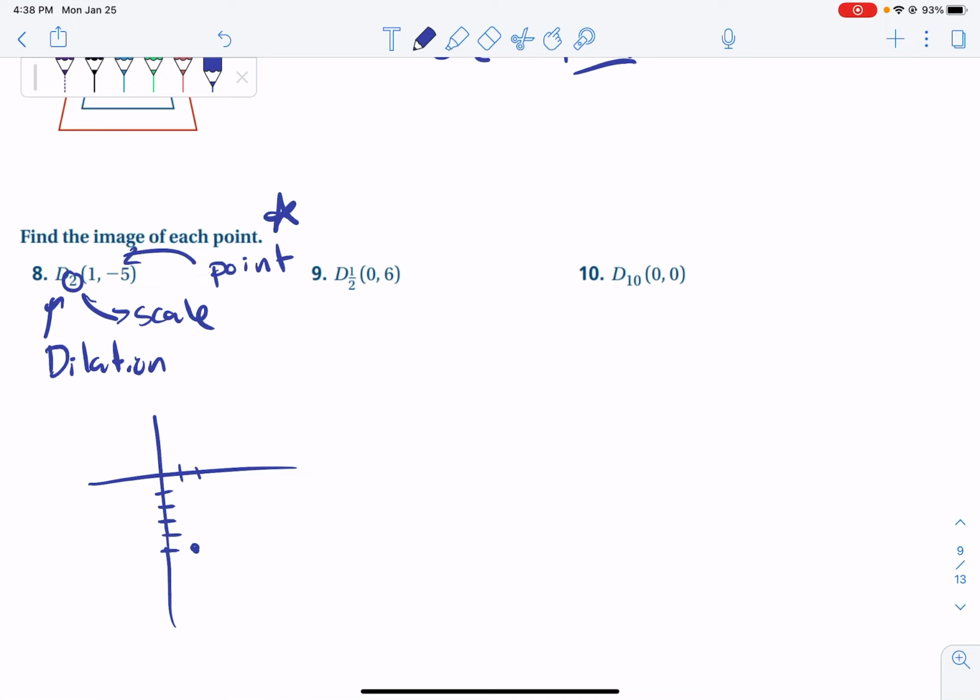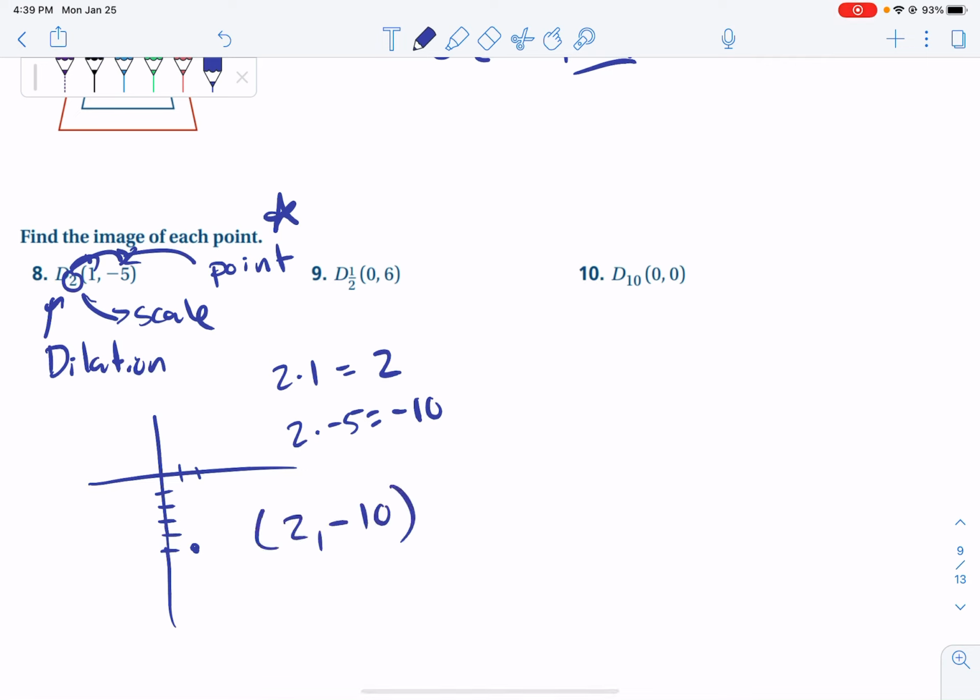So I'm going to take 2, times it by 1, and I end up with 2. And then I'm going to take 2, times it by -5, and I end up with -10. You just multiply both points by that scale factor. So it's telling you to dilate, what to multiply by, and it gives you the point that it wants you to multiply. So my new point would be 2, -10. So it's going to be over 2, and it's going to be down 10. So it's going to be down here. So I keep that pattern.